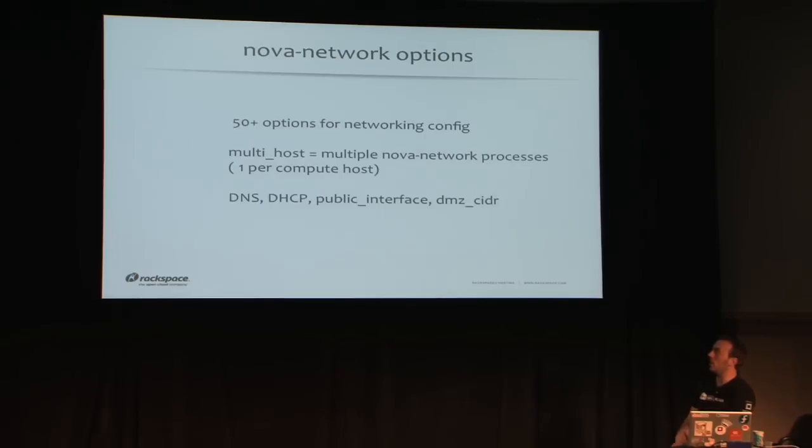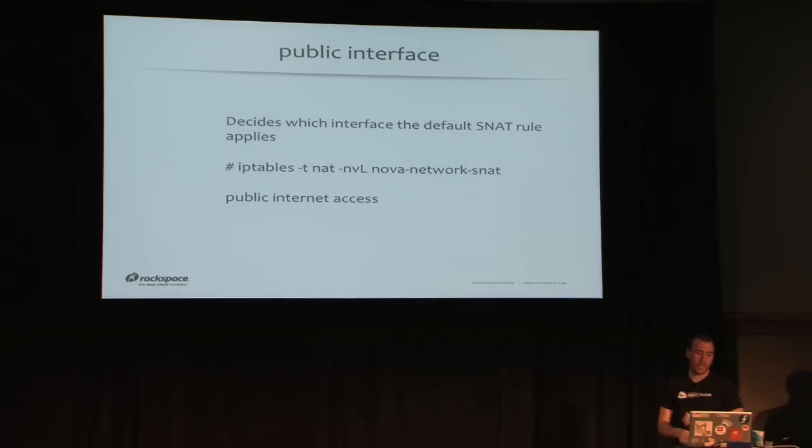Some of the other major options that I'm going to talk about real quick are some of the DNS stuff, the DHCP options, what public interface is, and what DMZ CIDR is. Public interface, as an option, basically decides which interface the default SNAT rule is going to apply to. So that's the rule that I was mentioning. When your traffic is leaving your instance, if it's destined for somewhere else that OpenStack doesn't know about, there's a default SNAT rule. Public interface basically says, apply this rule to this interface, and you're going to have to set that.